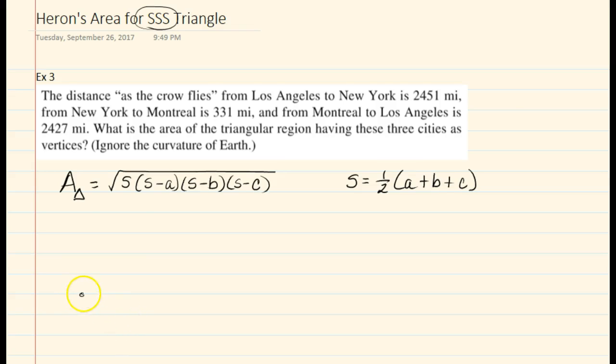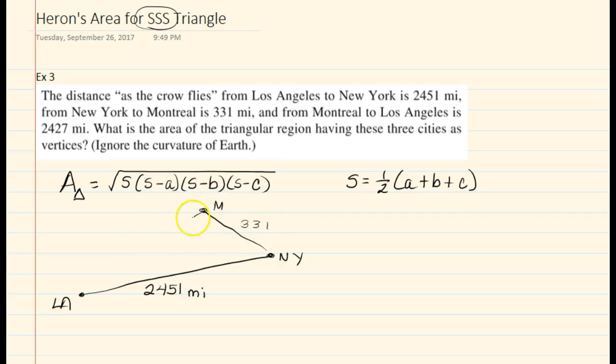So we're going to start in Los Angeles, and then we're going to fly, as the crow flies, to New York, and that takes 2,451 miles. And then from New York, we're going to fly to Montreal, and that's only 331 miles. And then from Montreal to Los Angeles is 2,427 miles. So notice that we have all three sides, but not an angle.